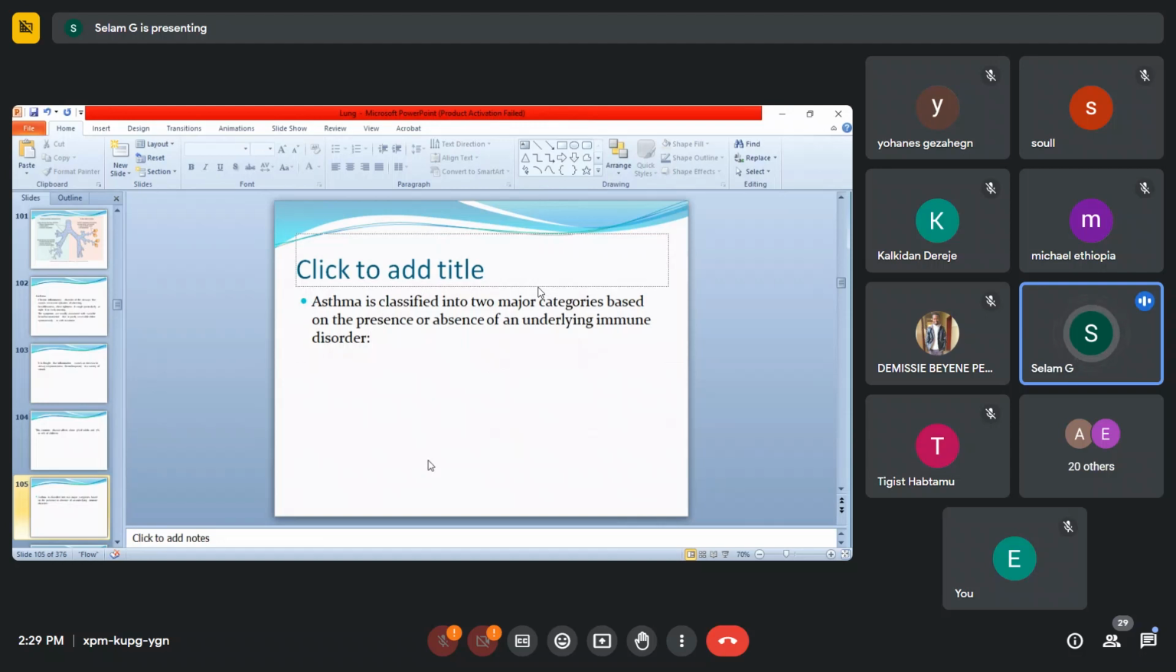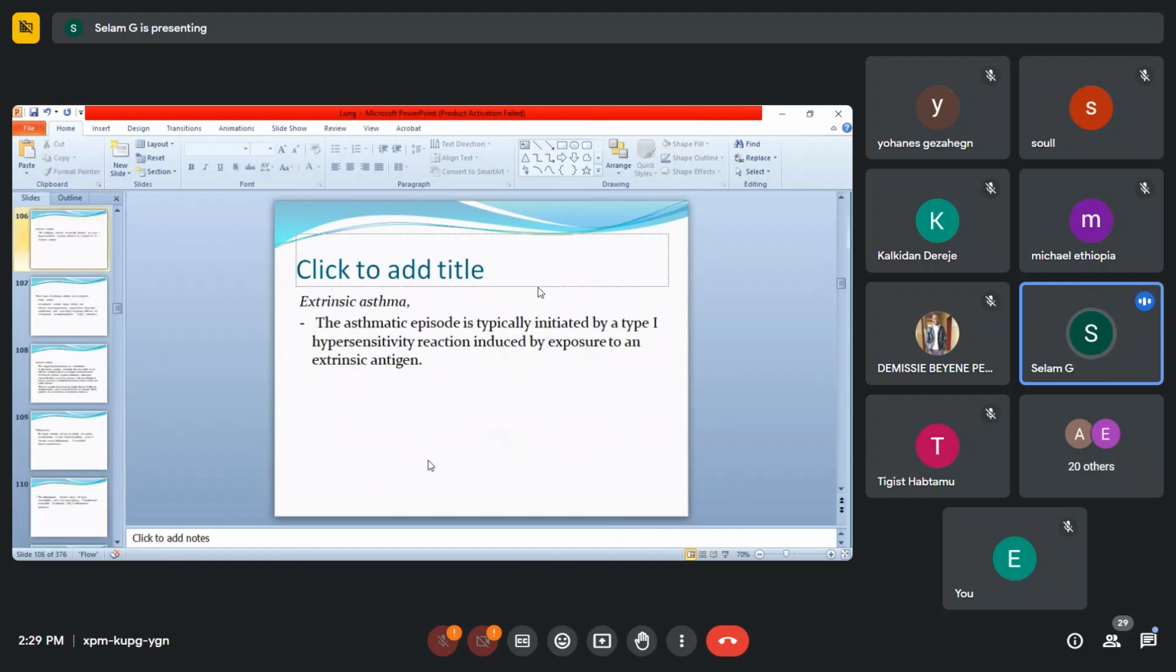Asthma is classified into two major categories based on the presence or absence of an underlying immune disorder. It could be extrinsic or intrinsic asthma. In extrinsic asthma, the asthmatic episode is typically initiated by a type 1 hypersensitivity reaction induced by exposure to an extrinsic agent. It could be pollen, it could be some sort of smoke.